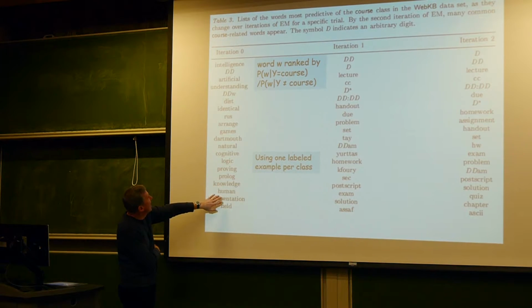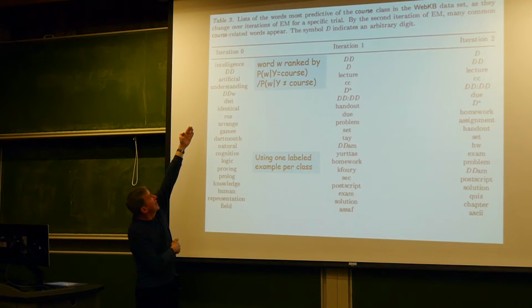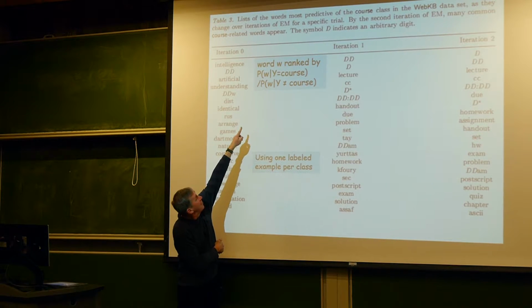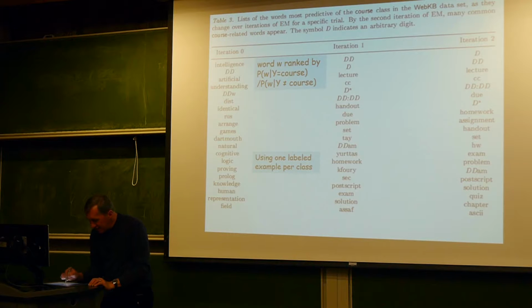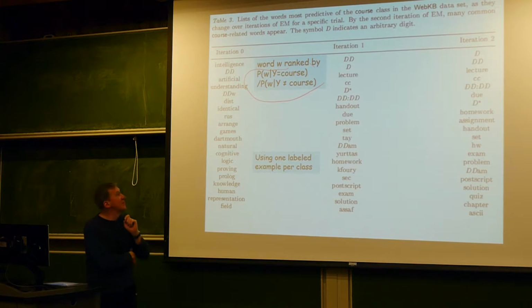And so just using the labeled data, here's the rank ordering of different words in the bag of words, the top one being intelligence, ranked by the probability of seeing the word given that it is a course, over the probability of seeing the word given that it's not. So in other words, intelligence is the best indicator, according to the first iteration, about whether a web page is the home page of a course. And the second one, DD, just means 2 digits, like 23 or 47. And then artificial, and you can see.